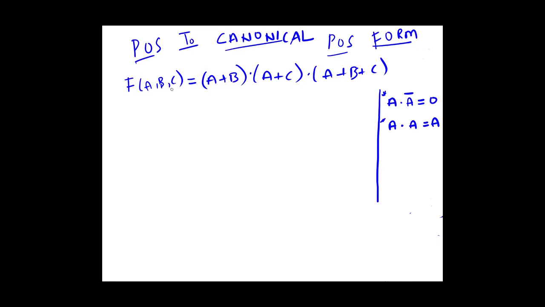So now the expression here is A plus B into A plus C into A plus B plus C. Now according to the rules, the first rule is just whatever variable is not over here, just add that variable here.